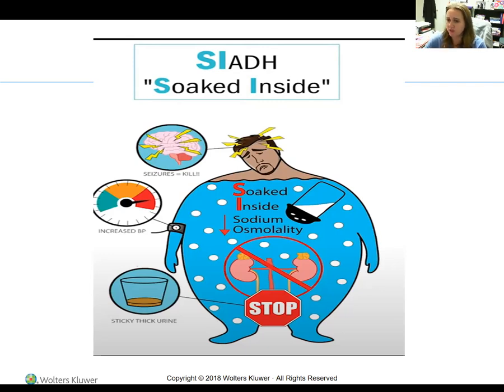So nursing interventions, we want to closely monitor daily weights, strict intake and output, and neurologic status is very, very important. Okay, so SIADH, too much antidiuretic hormone keeps the water in the body and not in the potty. So when you're thinking about those signs and symptoms, just think about this blue man here who's just full of fluid and what that might look like clinically.